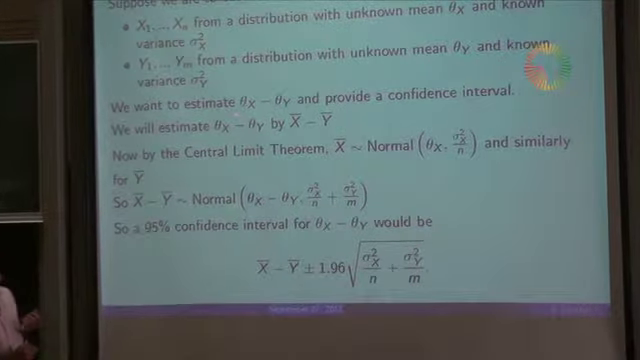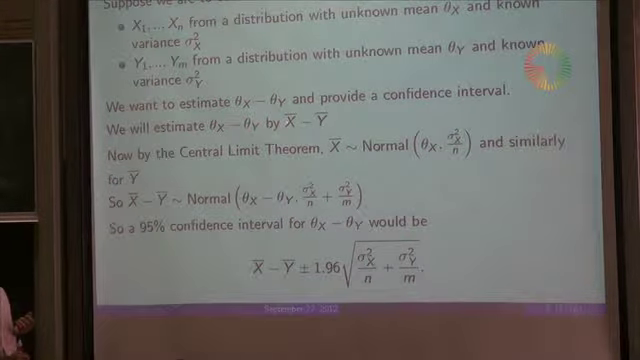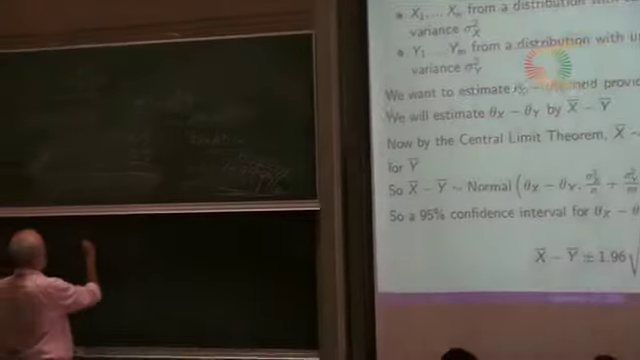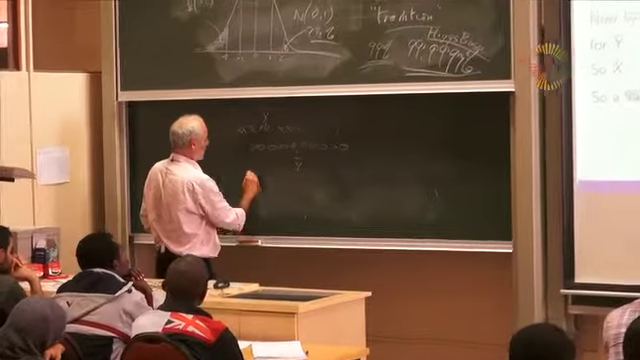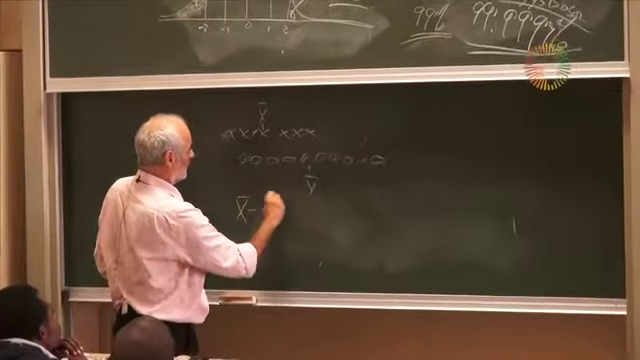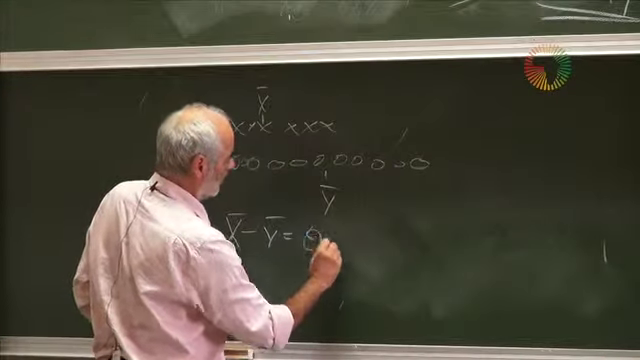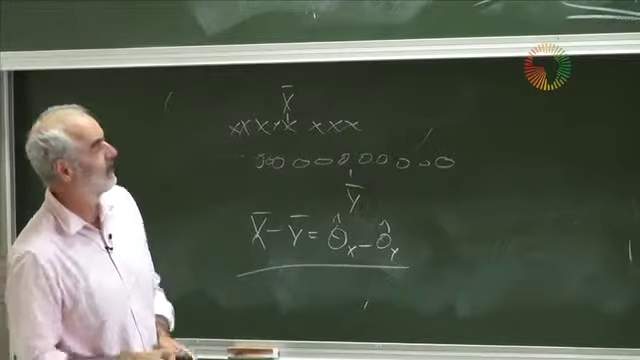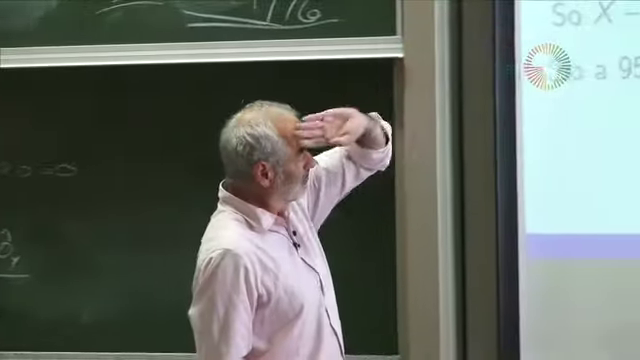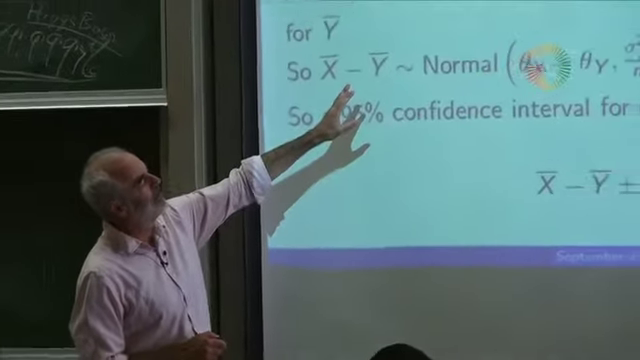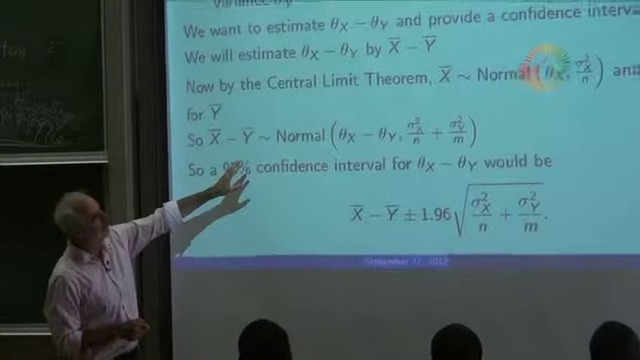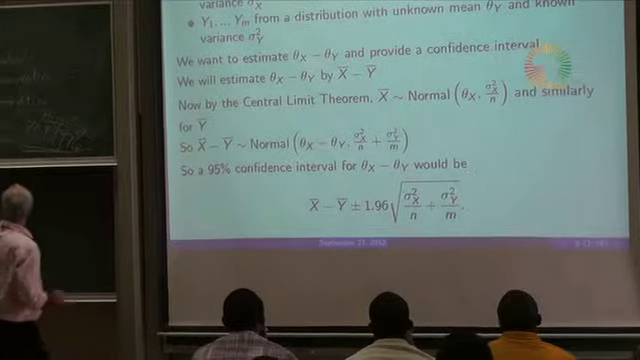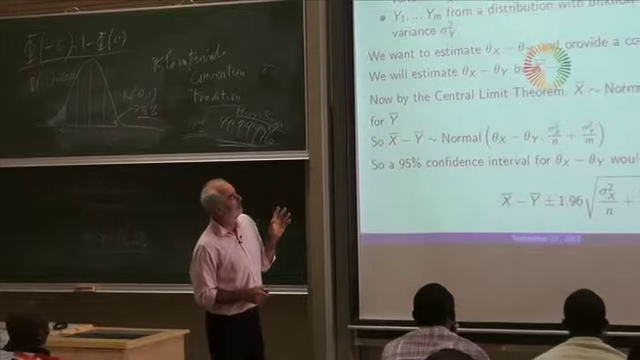Now the first thing is that we will estimate the difference in the population means by the difference in the sample means. So we would take x bar there, and y bar there, and x bar minus y bar is our estimate of the difference between the two means. That's the natural thing to do. But we know that the sample mean has approximately a normal distribution that looks like that, and similarly for y bar, whatever the shape of the original distribution.